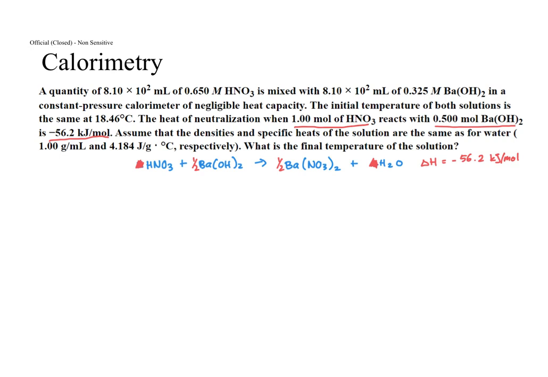Since we know enthalpy change, we can find the heat of the reaction by taking enthalpy change times the number of moles. But first of all, we don't know whether there's any limiting reactant in this reaction. So first we have to find out. So let's find the number of moles of each reactant.